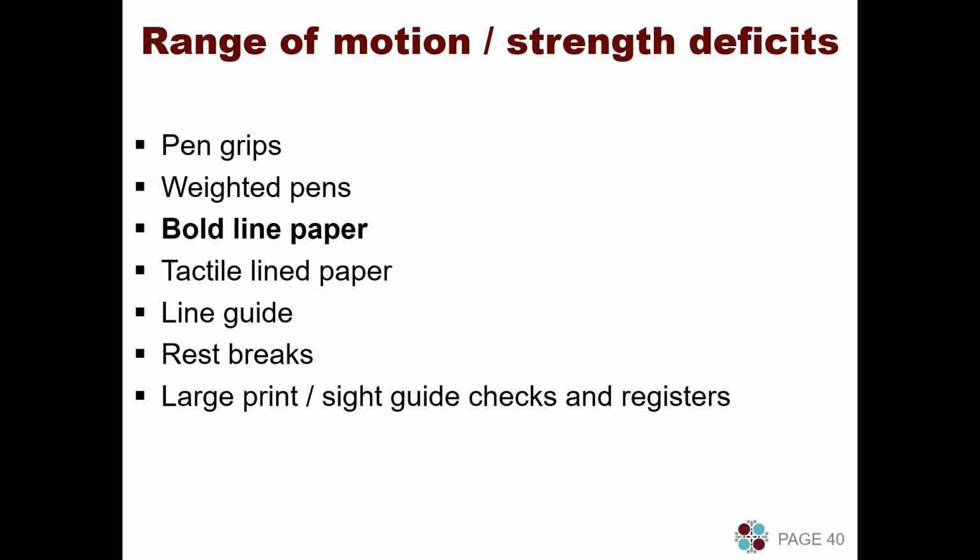Weighted pens, the use of bold line paper. If you have never seen bold line paper, essentially they have the bold lines, but there's more space to write on the line, which can be a lot easier for an individual that is struggling to pinch or hold the writing utensil. Tactile lined paper, a line guide, which just helps the individual keep their line of print straight as they write, which can be a lot harder to do if you have a visual deficit plus a deficit with range of motion or strength in your hands.